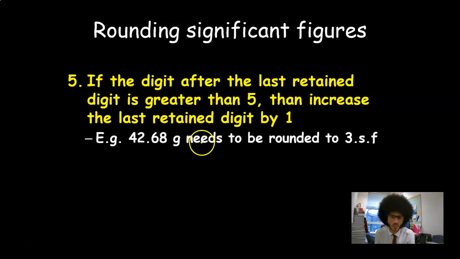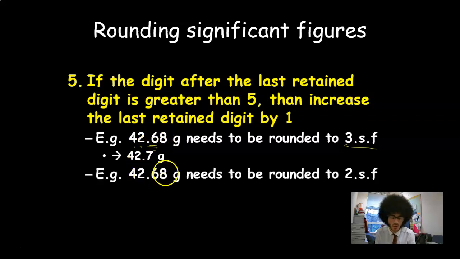Okay, so for example, let's say I have to round this to 3 significant figures. The first thing I do is find out what the last digit is that I want to retain. It's 3 significant figures, so the last number I'm going to retain is this one. Now you can see that 6 is bigger than 5, at least 5, therefore I have to increase this by 1, so it will be 42.7, because I've rounded this number up, 6 to 7.